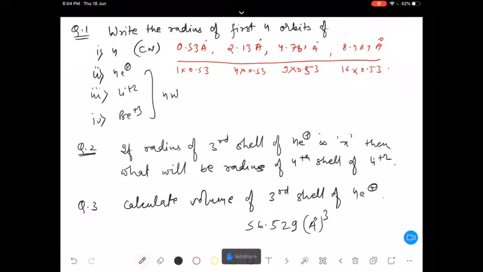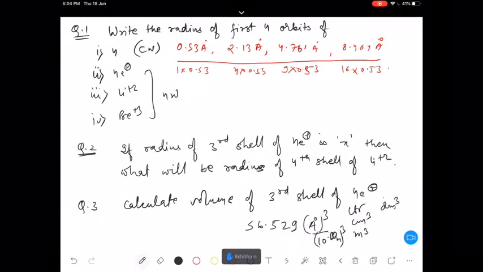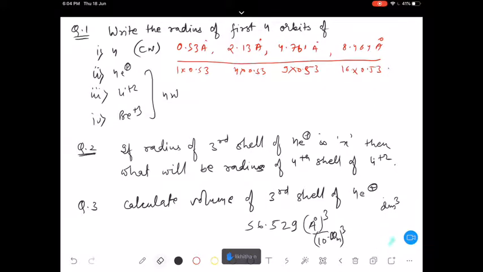Better, whenever questions are asked, you give the answer in either liter or centimeter cube or meter cube or decimeter cube, like that, right? So angstrom cube you can convert easily into meter cube. 10 to the power minus 10 meter cube, so basically it will come out to be 10 to the power minus 30 meter cube, like that, right? Okay. Yes, for the second one.